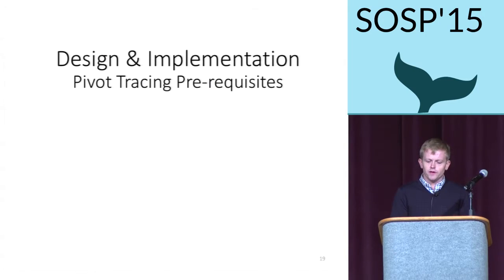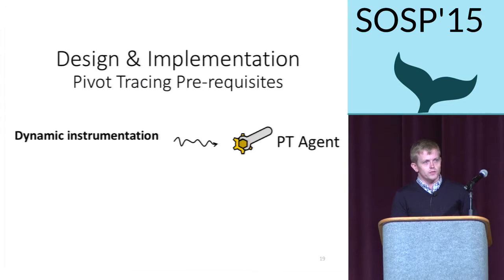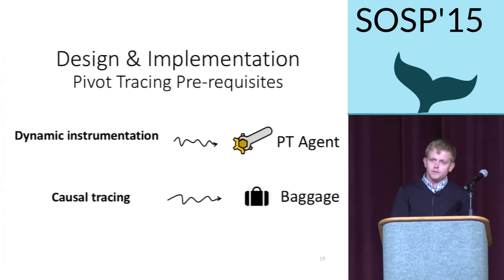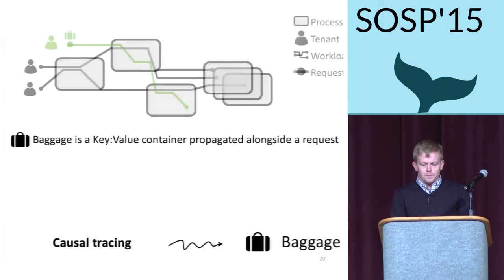So pivot tracing overcomes the aforementioned challenges by utilizing two components. First, queries are dynamically installed into a system at runtime using dynamic instrumentation. To do this, a system needs to add a pivot tracing agent in order to perform this dynamic instrumentation. And second, a system needs to support our baggage abstraction. Baggage is what enables us to implement the happen before join and thereby causally relate events from different parts of the system. And I'll briefly look at baggage now.